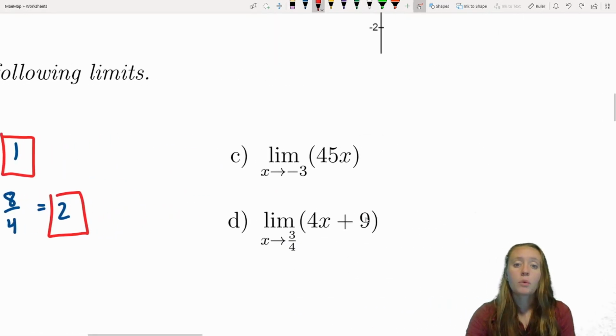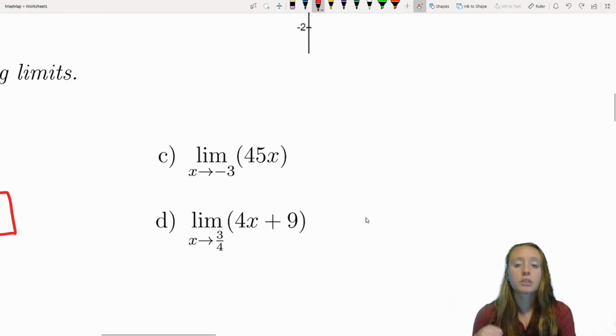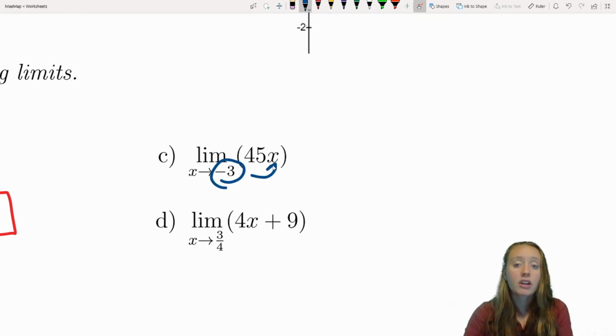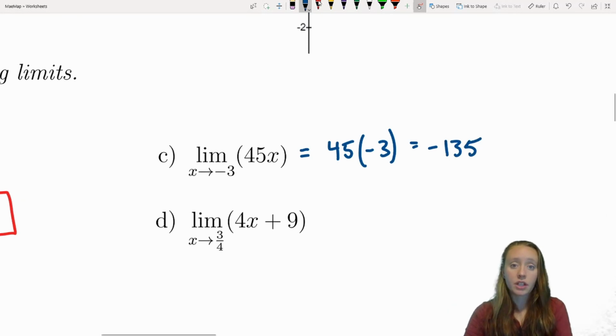Moving on to c, we're taking the limit of 45x as x approaches -3. What do we do? Plug -3 right on in for x. So this is going to equal 45 times -3. And 45 times -3 is going to give us -135. So the limit of this function as x approaches -3 is -135.